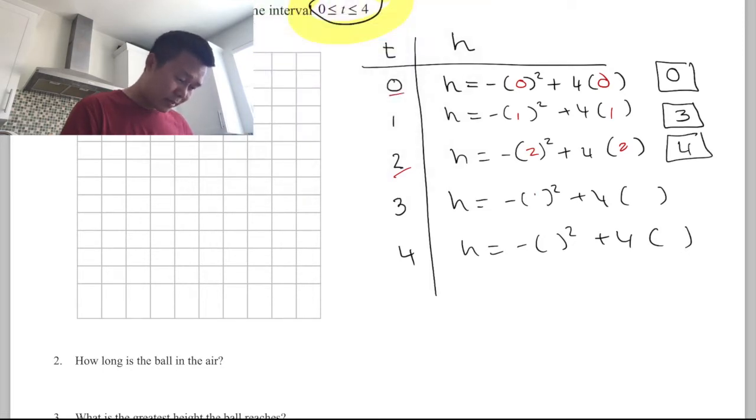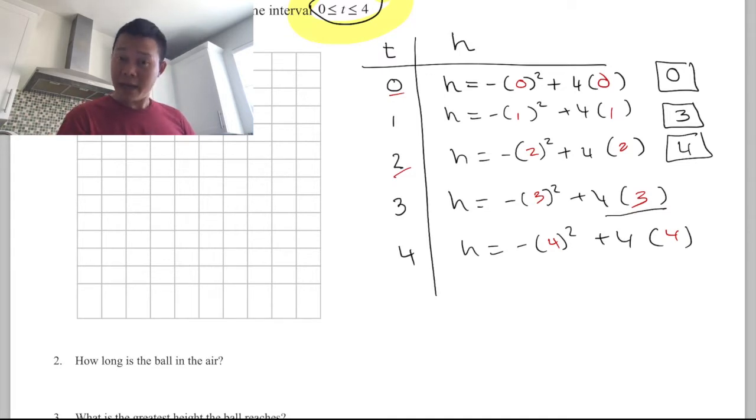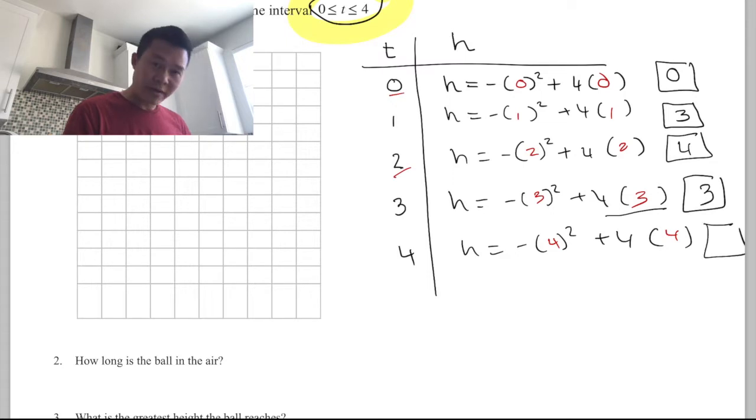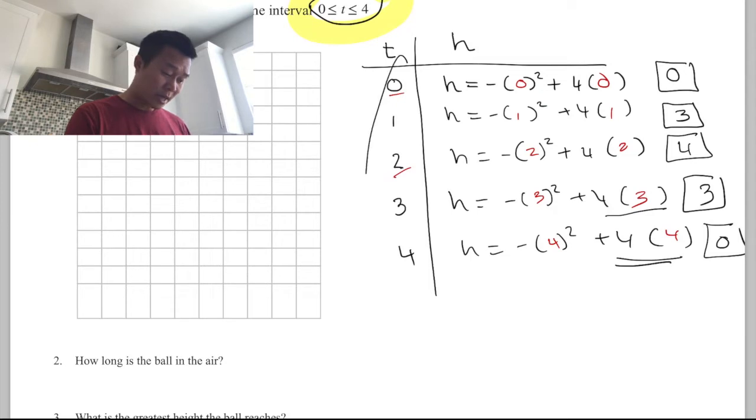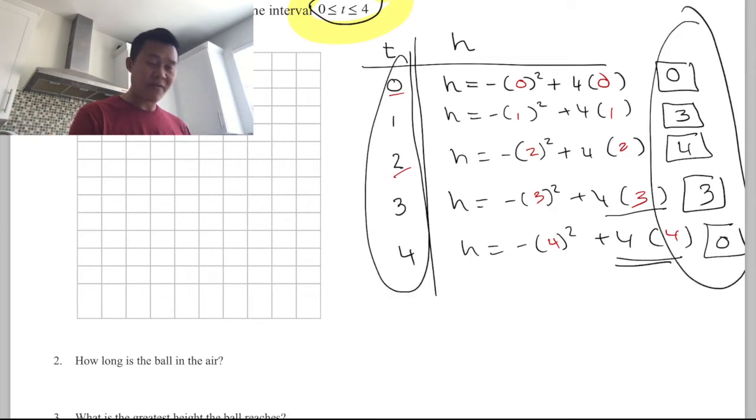And then similarly, I'm going to plug 3 in and then plug 4 in. So when I plug 3 in, then I get 12. And 12 take away 9 is 3. So this is 3. And then finally, I'm going to plug 4 in. This gives me 16. And 16 take away 16 is 0. So the ball actually hits the ground 4 seconds after it has launched. So these are our times, and then the corresponding values are heights.